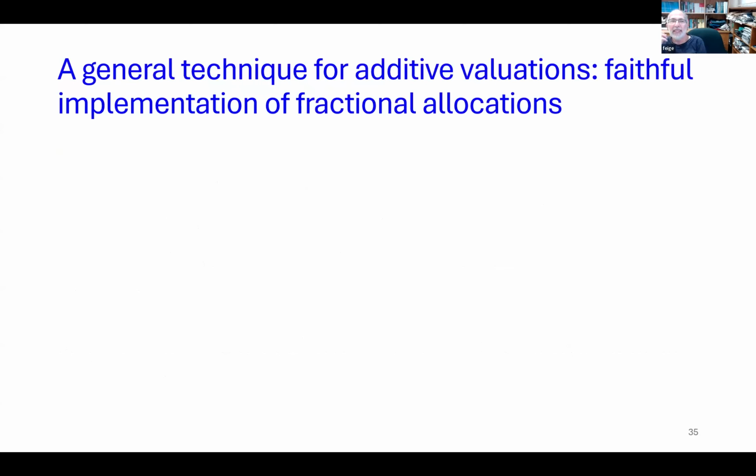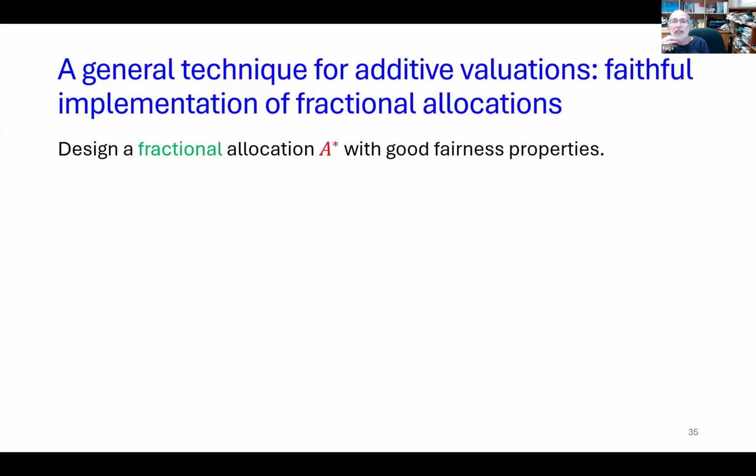So proving this is done through a general technique that is worth knowing. It's applicable not just for allocation problems, it's used in scheduling, it's used in other situations. And we call it faithful implementation of fractional allocations. So the technique goes as follows. We design a fractional allocation, let's call it A star, with good fairness properties.